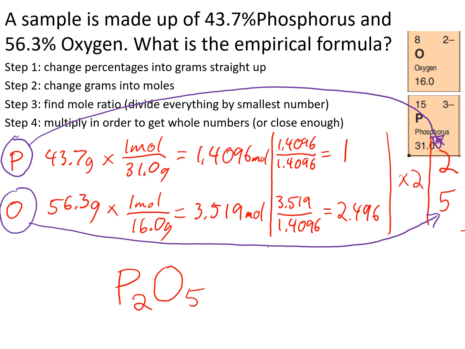It might be our molecular formula as well, but it just means for every 2 phosphoruses there are 5 oxygens. So the molecular formula might be something like P4O10, something like that, but we don't know that. This is just the empirical formula right now. Later on we'll learn about how to figure out the molecular formula. Okay, but that's how we find out our empirical formula.